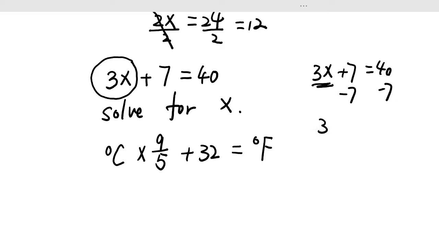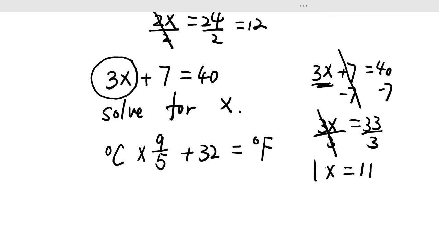So we're going to have 3x. 7 cancels out. 40 minus 7, that's going to be 33. Multiplication will change to division, to do the opposite, to solve for x by itself. So now we're going to get x equals 33 divided by 3, which gives us 11 as our final answer.